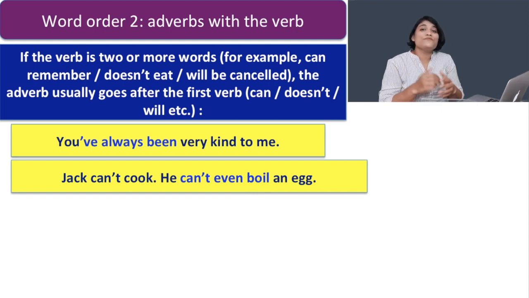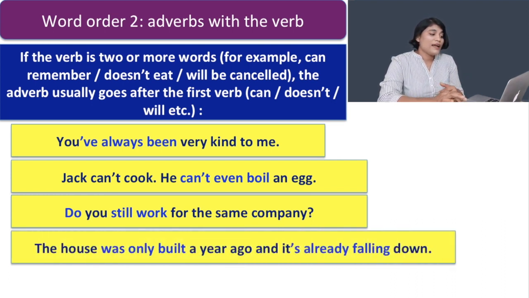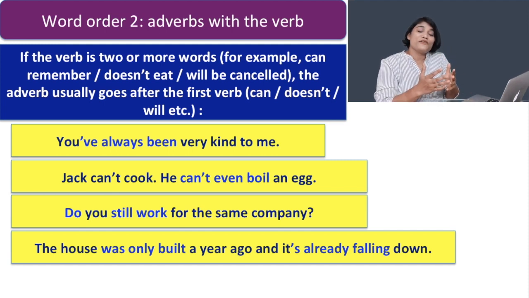So if there is more than one verb, you have to put the adverb after the first verb. In the next example, do you still work for the same company? The rule is similar here. The house was only built a year ago and it's already falling down. In all of these examples, the common thing you have to keep in mind, again and again I repeat, is that if there is more than one verb, you have to put the adverb after the first verb.